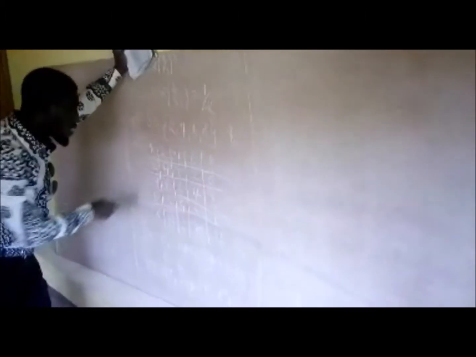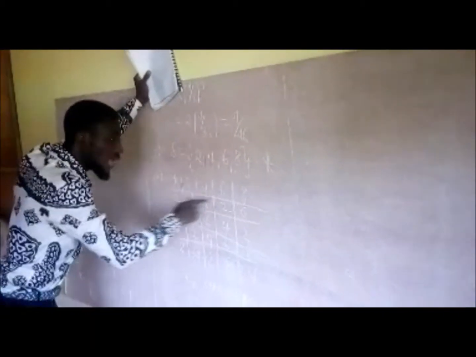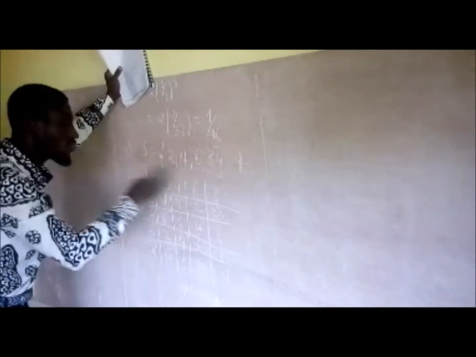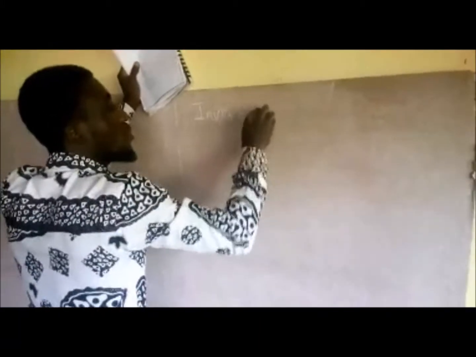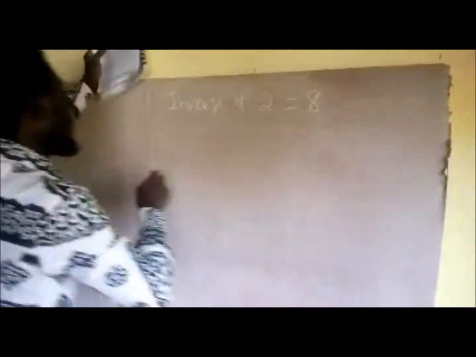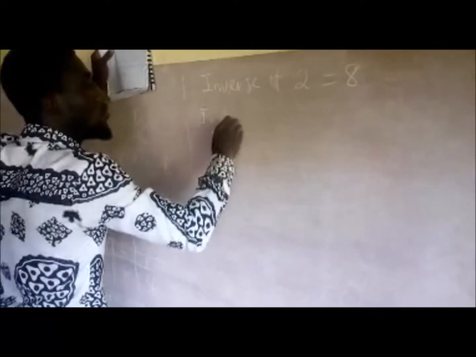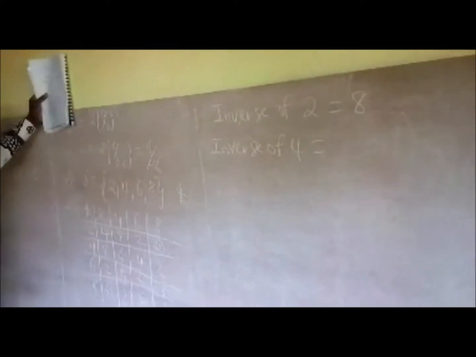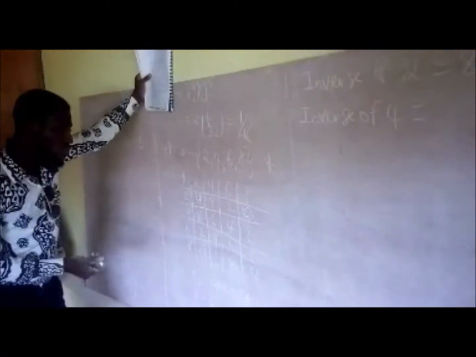Okay, and it's very simple to do that. You just need to spot the places where we have 6 on this table. You take 2 elements and if the result gives you 6, it means that one is the inverse of the other. For example, 2 times 8 gives us 6. So this means the inverse of 2 is 8, and in the same way the inverse of 8 is 2. So the inverse of 2 is equal to 8. Now the inverse of 4 automatically is going to be 6.